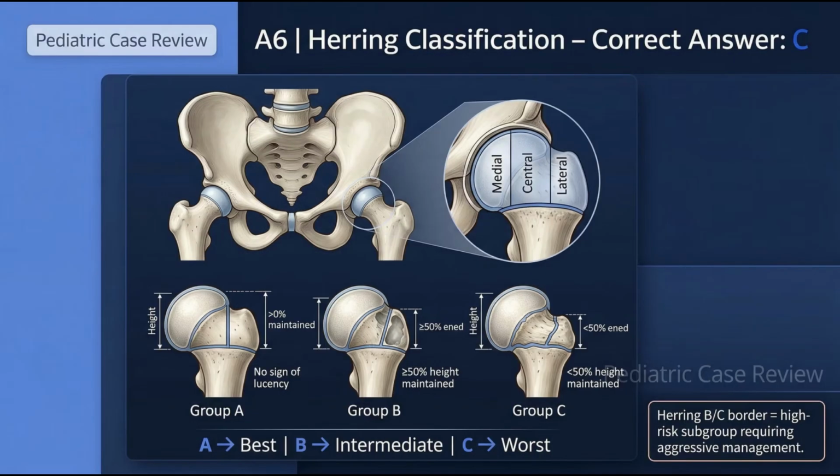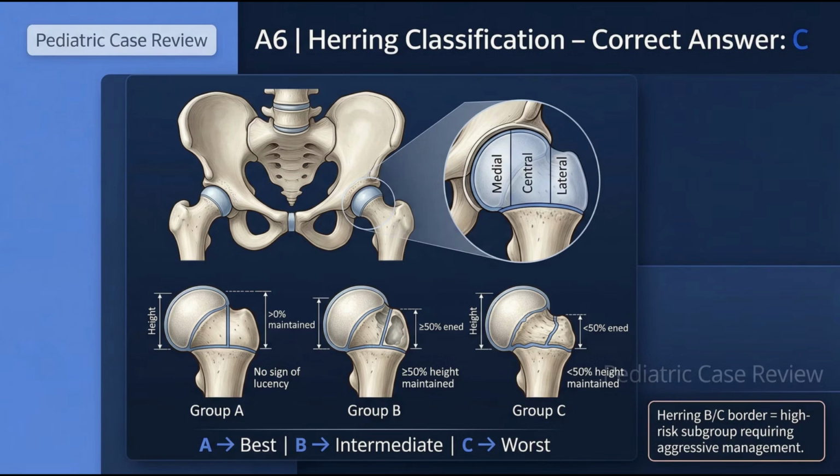The Herring lateral pillar classification is applied during the fragmentation stage and divides the femoral epiphysis into 3 columns: medial, central, and lateral. The classification is based entirely on the height of the lateral column. Group A means the lateral pillar is fully maintained with no lucency and carries the best prognosis.